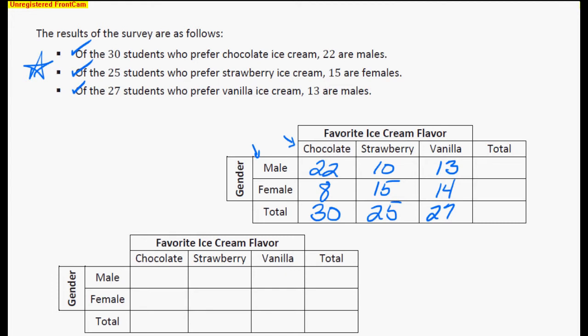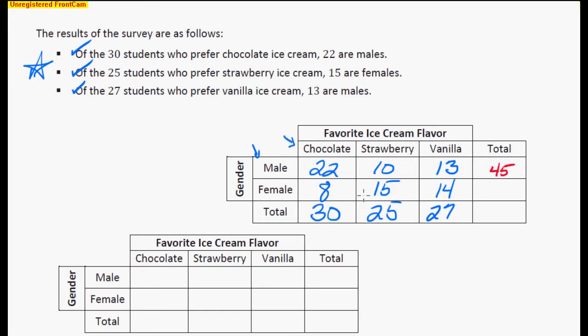Okay? Now we're going to fill in the rest of the chart, and if I go across the row, these are all the males. I've asked 45 different males these questions. All I did was add up these numbers, 22, 10, and 13.